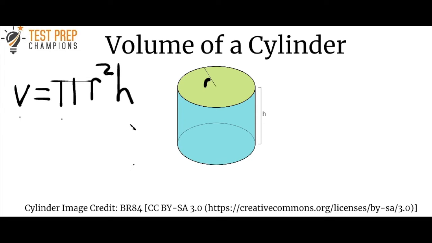Now you can remember what a cylinder looks like by thinking of a soup can, as we saw earlier, or a soda can. So cylinder, soup can, cylinder, soda can. That's how you can remember what it looks like. Now the formula for the volume of a cylinder is volume equals pi r squared h. Now there's a couple things that we need to mention here.